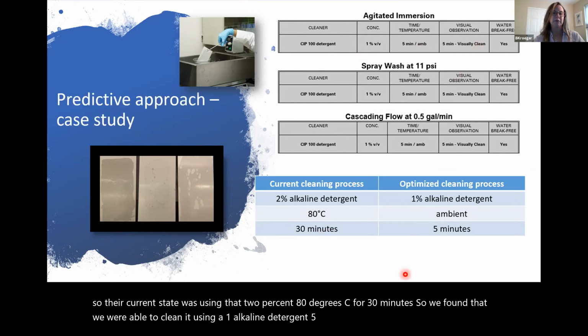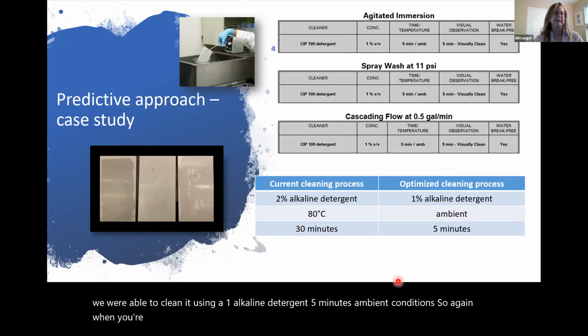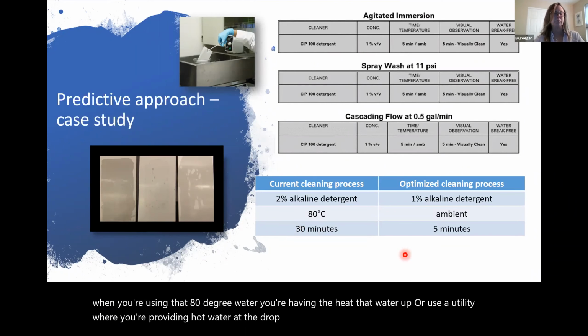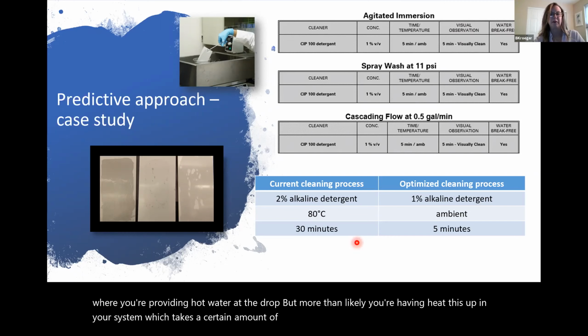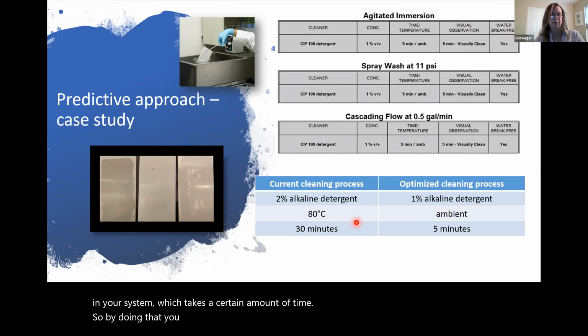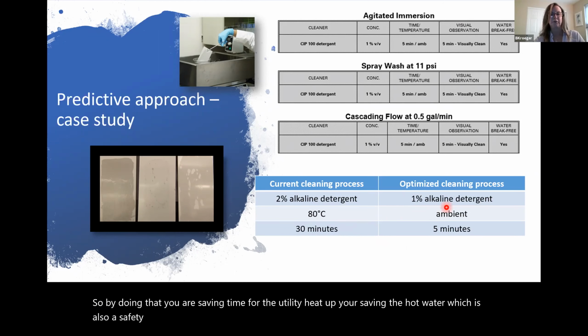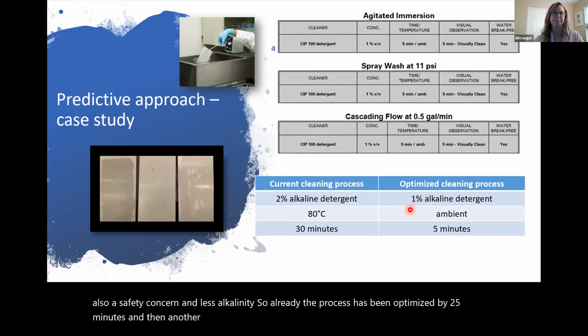So again, when you're using that 80-degree water, you're having to heat that water up or use a utility where you're providing hot water at the drop. But more than likely, you're having to heat this up in your system, which takes a certain amount of time. So by doing that, you are saving time for the utility heat up. You're saving the hot water, which is also a safety concern, and less alkalinity. So already the process has been optimized by 25 minutes and then another 20 minutes for not having to heat the water up.